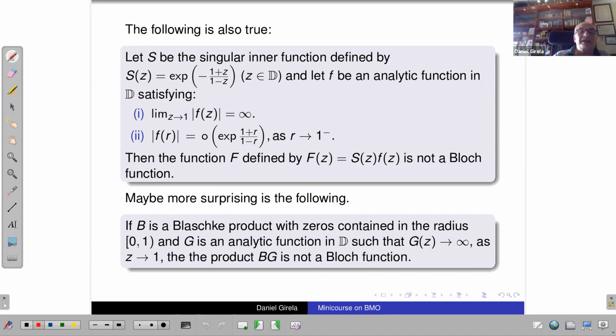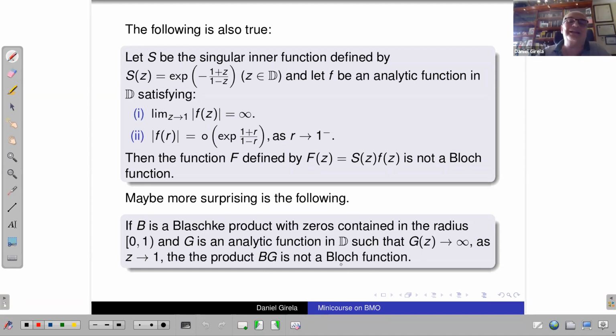Maybe this is a little bit more surprising, because here is a construction of the same kind, where we have a Blaschke product, but here we don't ask the Blaschke product to be interpolating. The only thing that we ask is that the zeros are contained in the radius. We take a function g, so that g(z) tends to infinity as z tends to 1. For instance, g can be, again, the function log of 1/(1-z). Then in this situation, the product of B times g is not in BMO. Actually, one can prove that it's not a Bloch function.